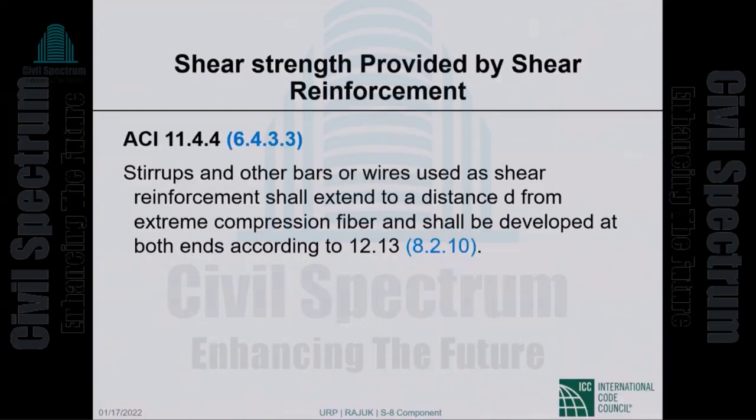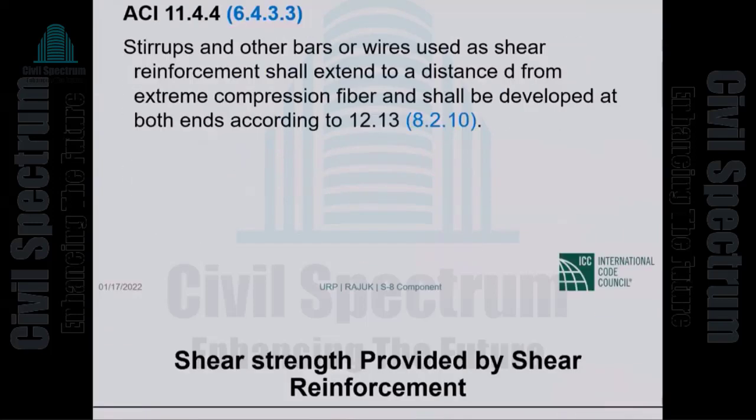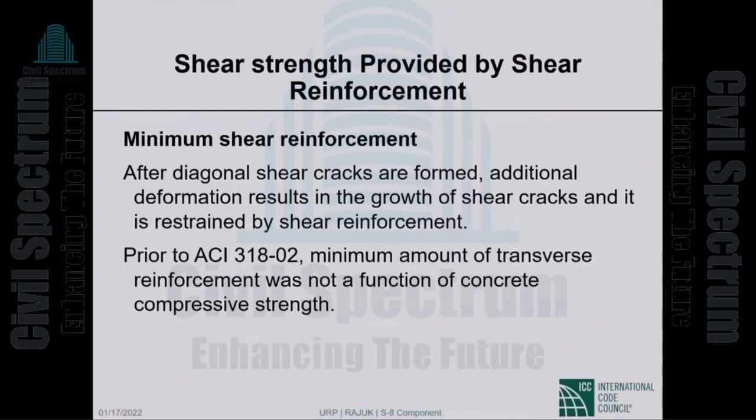Stirrups and other bars or wires used as shear reinforcement shall extend to a distance d from extreme compression fiber and shall be developed at both ends. Okay, so this is not unimportant. Stirrups and other bars used as shear reinforcement shall extend to a distance d from extreme compression fiber and shall be developed. We will talk about development of web reinforcement tomorrow. It is important that the stirrups be developed.